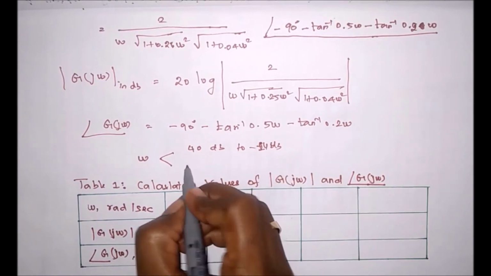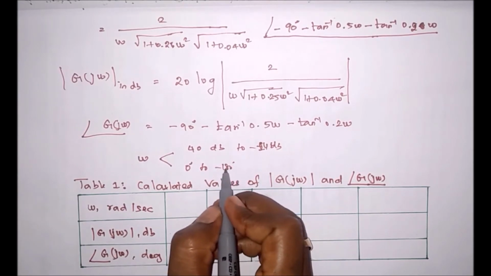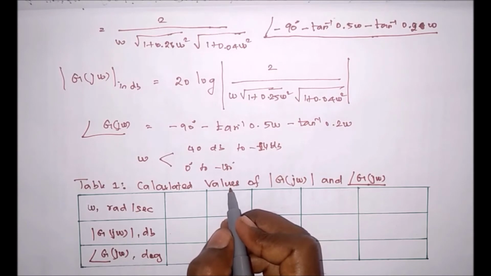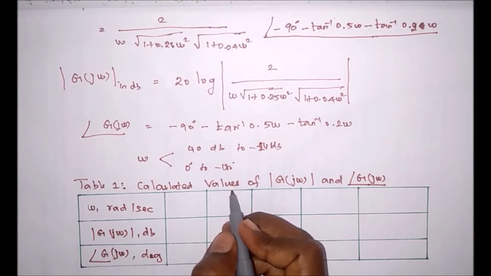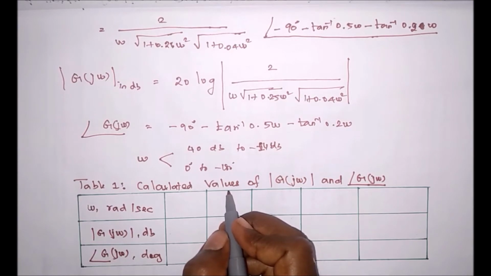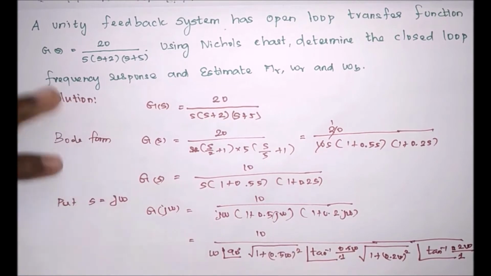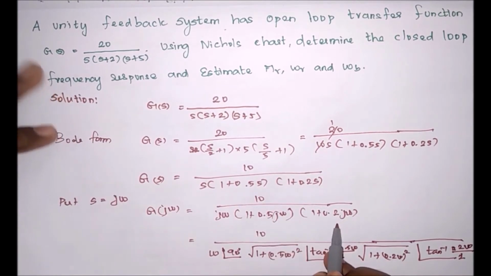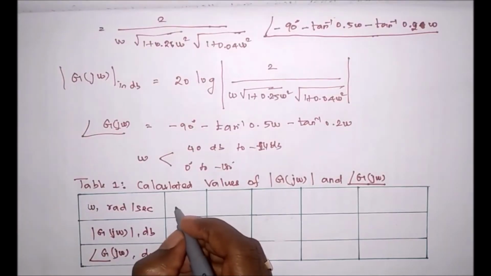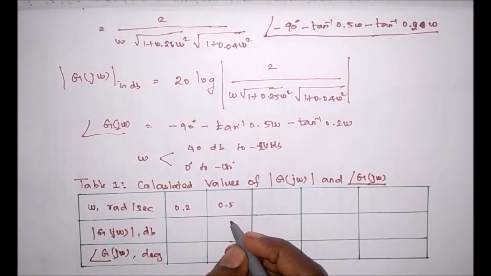The phase angle should go from 0 degree to minus 180 degree, otherwise it has to cross minus 180 degree also. Accordingly, we have to select the omega value. From the equation, we can take omega values from these two corner frequencies of 0.2 and 0.5. So we can select 0.2 as one value, 0.5 as another value.